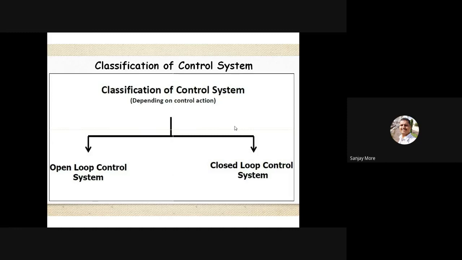Okay, then next point is classification of control system. Classification is based on control action, meaning open loop control system and closed loop control system. Okay, write down classification of control system. Open loop control system and second is closed loop control system.